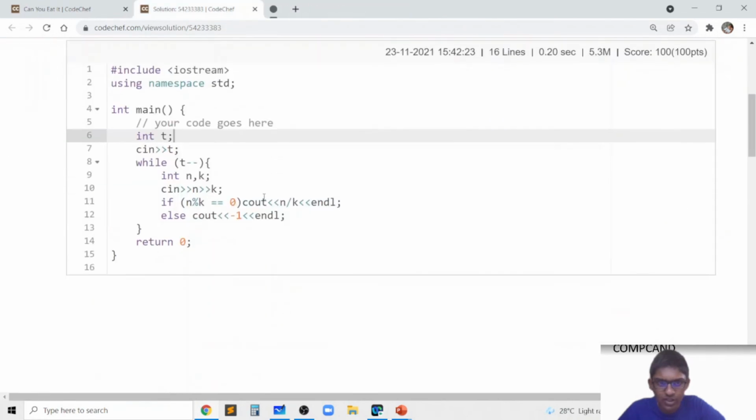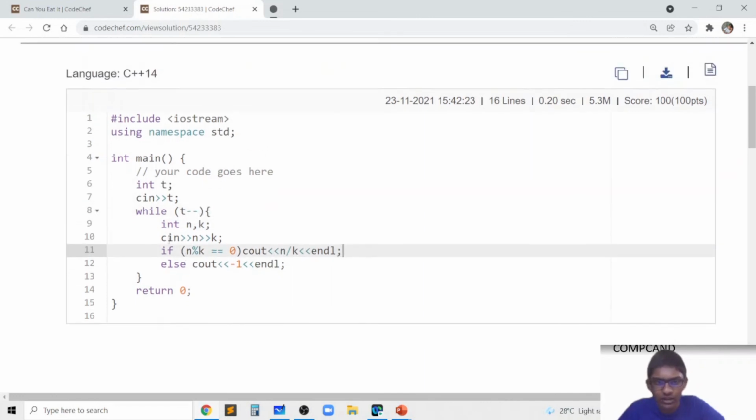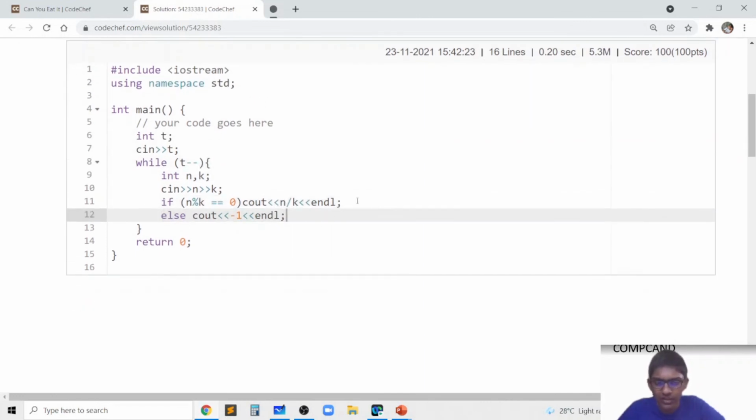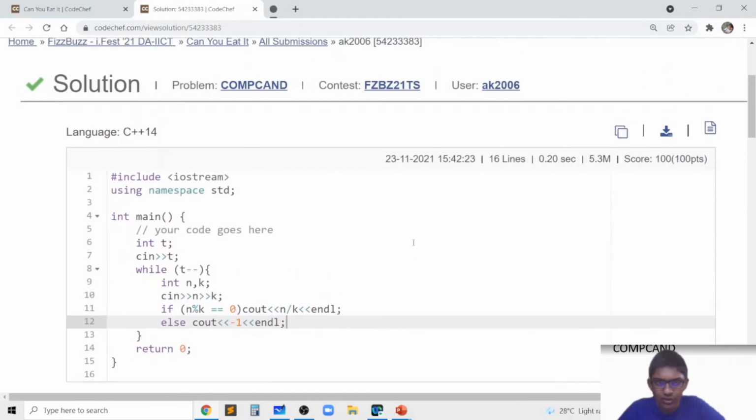That's the Python solution, and the C++ solution doesn't matter because we explicitly give int. So that's the advantage of C++. As you can see, we explicitly give int and we print n by k, so that's also an int. And otherwise we print -1, so there's no such issue in C++. And that's basically the full solution.